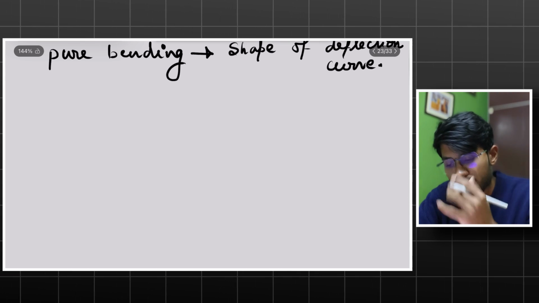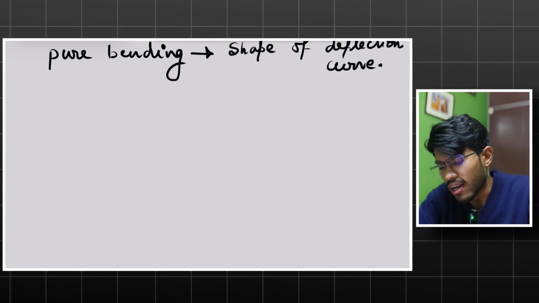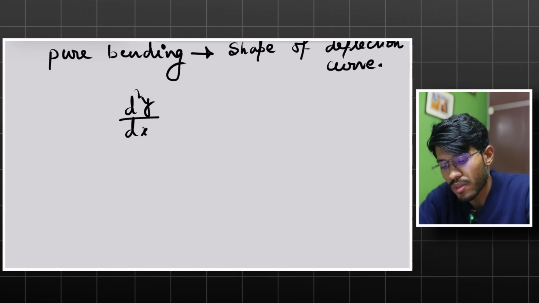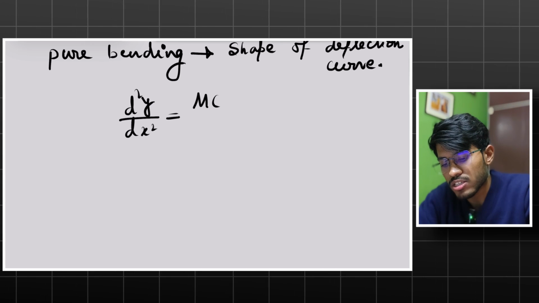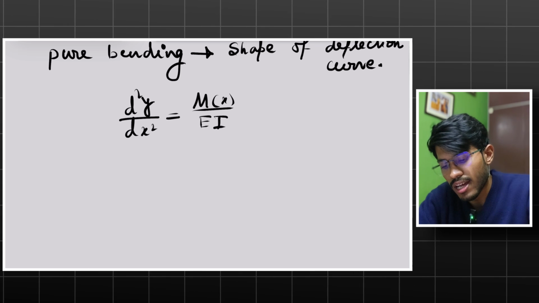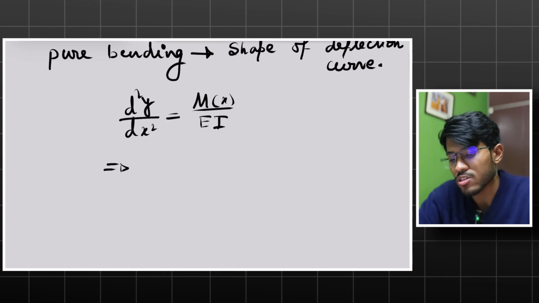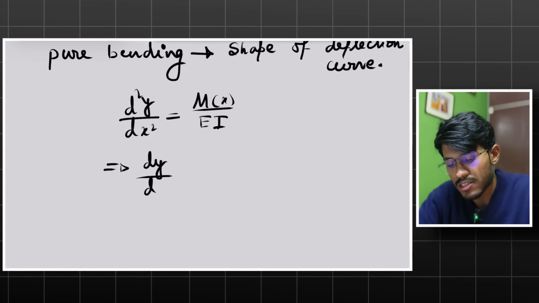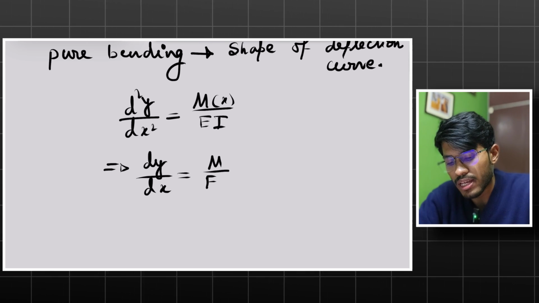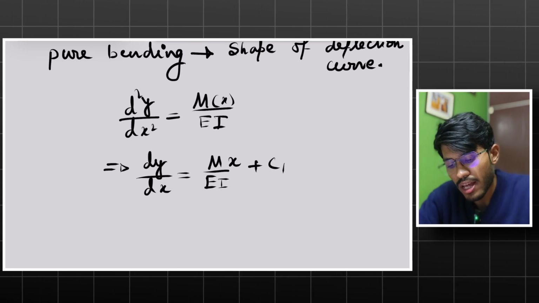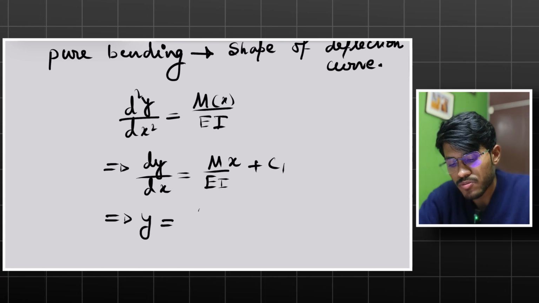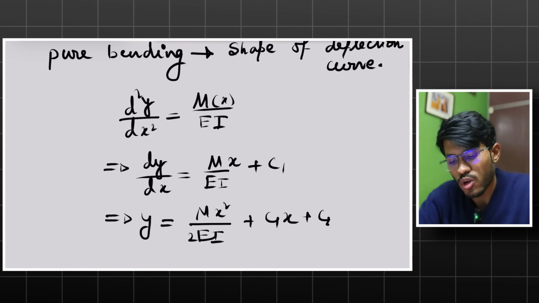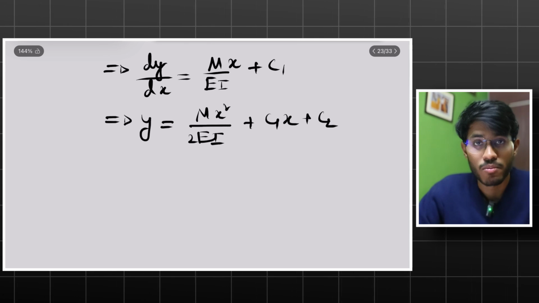Okay, I think you have solved it. Now let me solve it. I think it is very easy. That is d2y/dx2 is equal to M(x) by EI, right? And here M(x) is constant because it is a pure bending case. So that means my dy/dx is equal to M by EI x plus c1, and my y is equal to Mx square by 2EI plus c1x plus c2. That means clearly it is a parabola, right?